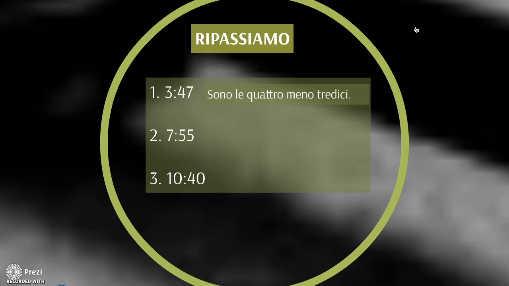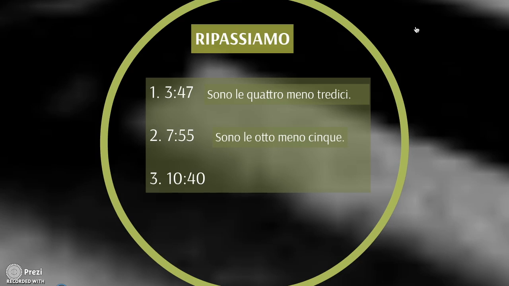Let's try number 2, 7:55. We see that the 55 is greater than 30, so we know we're going to subtract from the next hour. What is the next hour after 7? The answer is 8. And how many minutes until it becomes 8 o'clock? Well, there's 5 minutes remaining until it's 8 o'clock. So my response is going to read, it is 8 minus 5 minutes, which would be sono le 8 meno 5.